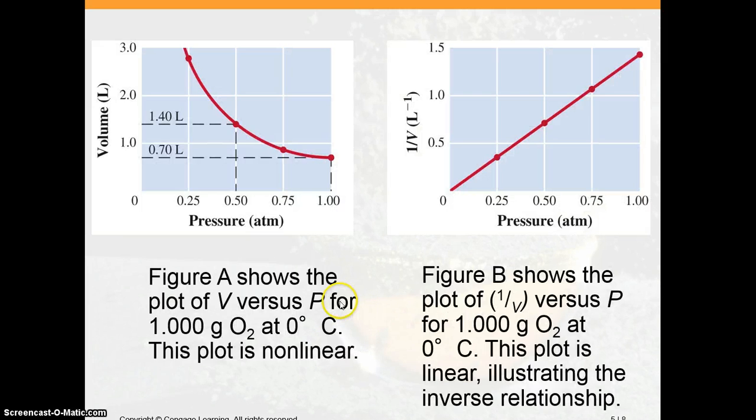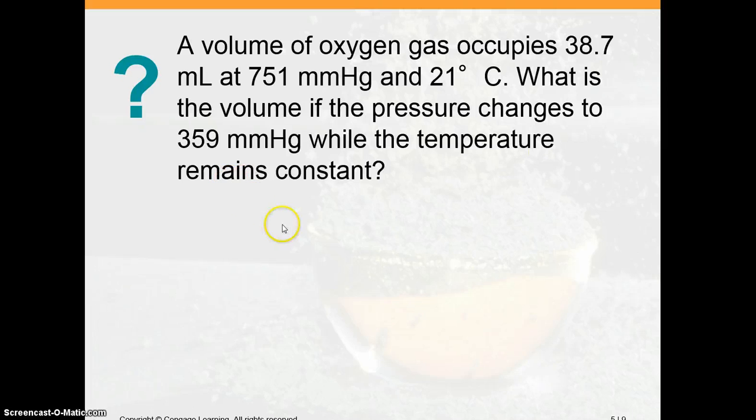And then when you read a problem, you can look to see what you're given. In this one, you're given 38.7 milliliters, which is a volume. You're given a unit of pressure, millimeters of mercury, and a temperature. Then you're asked for volume if the pressure changes and temperature is constant. It's important that you know that if a term remains constant, you don't have to include it in the calculations.